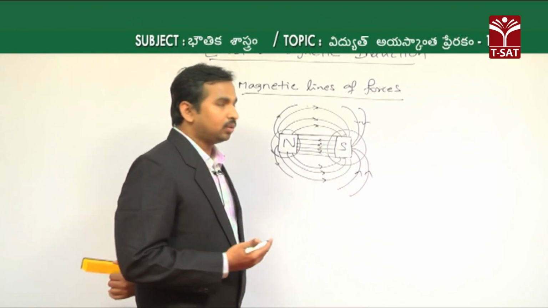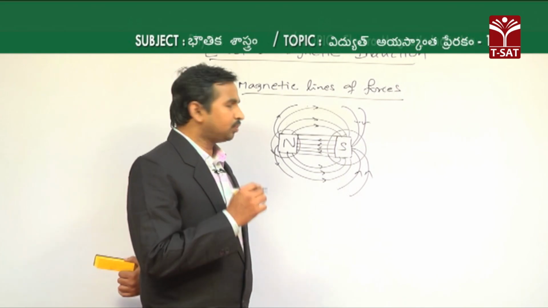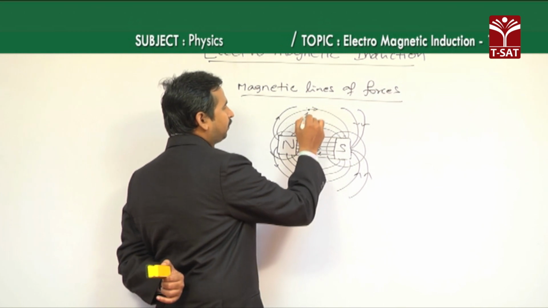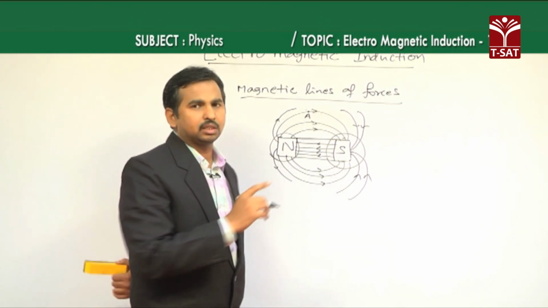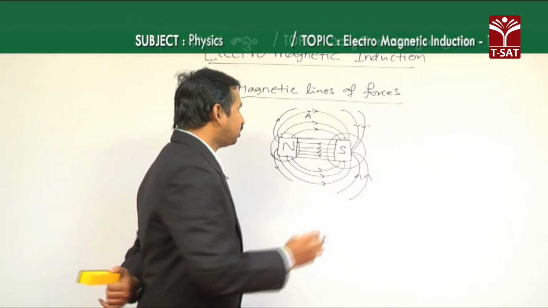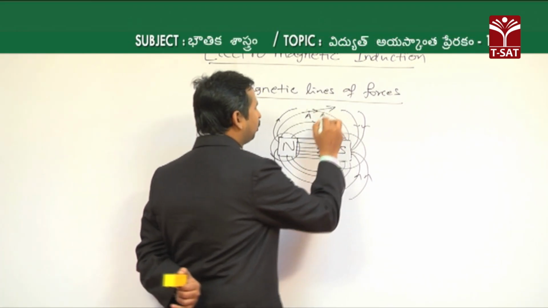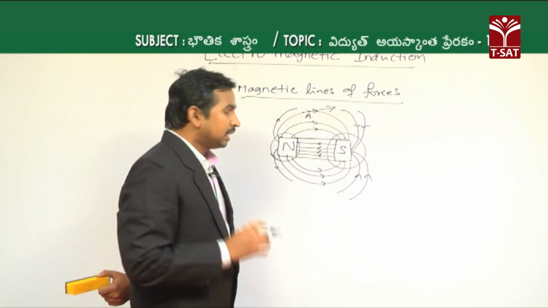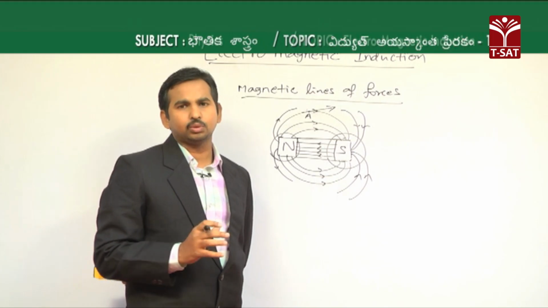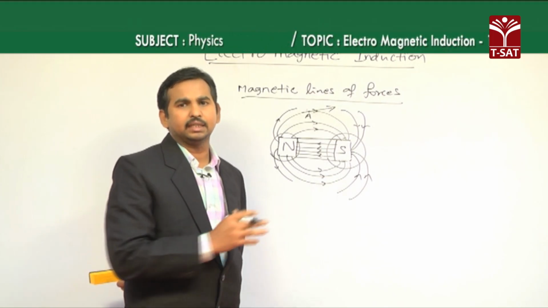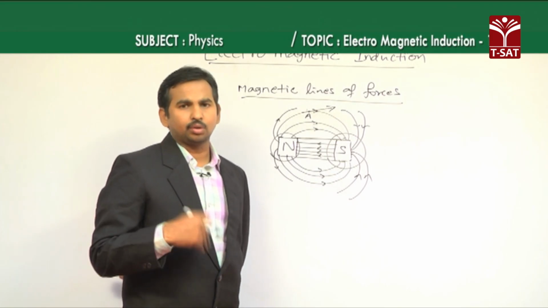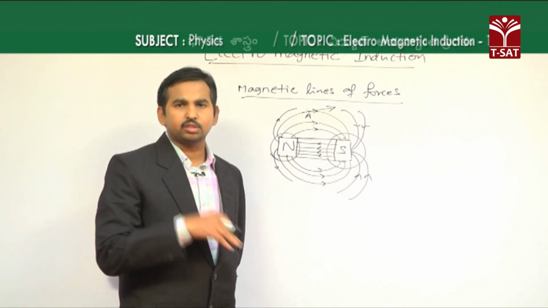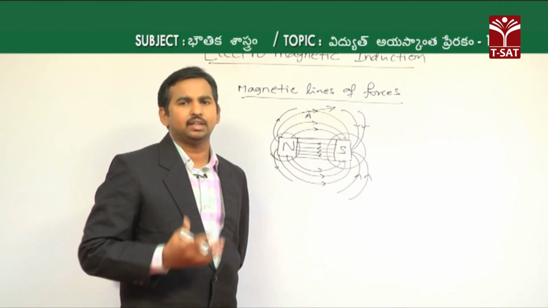And not only that, at any point you take on a magnetic line of force, for example a point on the curve of the magnetic line here, the tangent drawn at that point gives you the direction of the magnetic field in that region. This means that the magnetic lines of force give you the direction of the magnetic field at that point. So, the magnetic lines of force are not only directly proportional to the magnetic field strength, they also give you the direction of the magnetic field at a point.